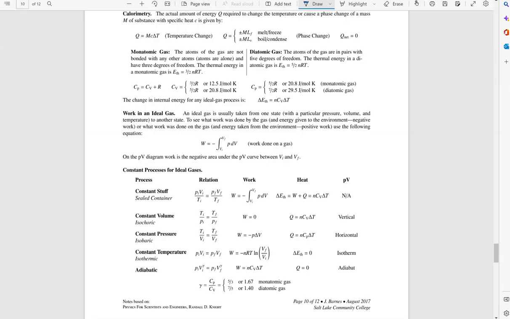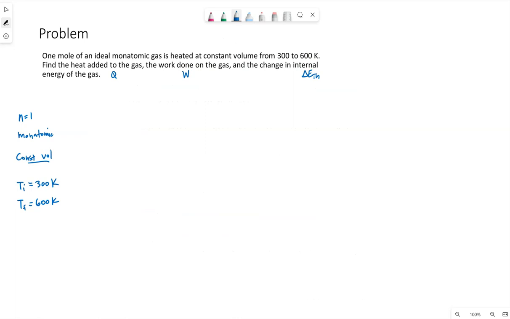So coming back to our table, constant volume is right here. The work is 0 because the volume's not changing. The heat is n C_V delta T.